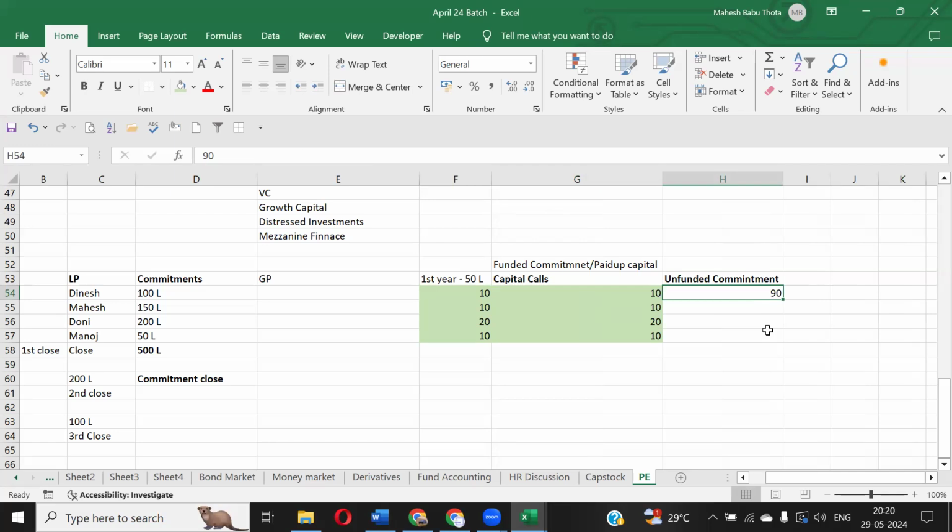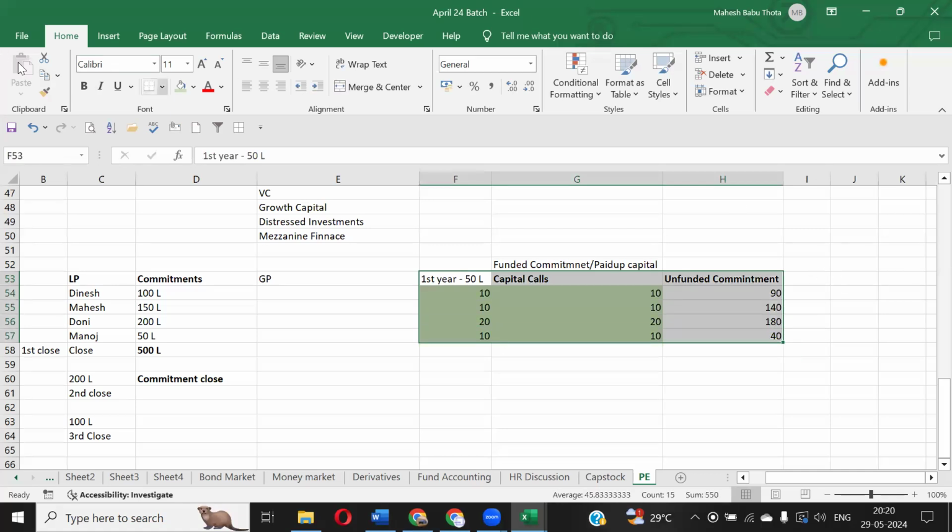Are you guys understanding? Yes, sir. Now tell me what is the unfunded commitment for Mahesh? It's 140. What about Dhoni? It will be 190. 180. And for Manoj it will be 40 lakhs. This is for the first year. Okay, let's come back to the second year.